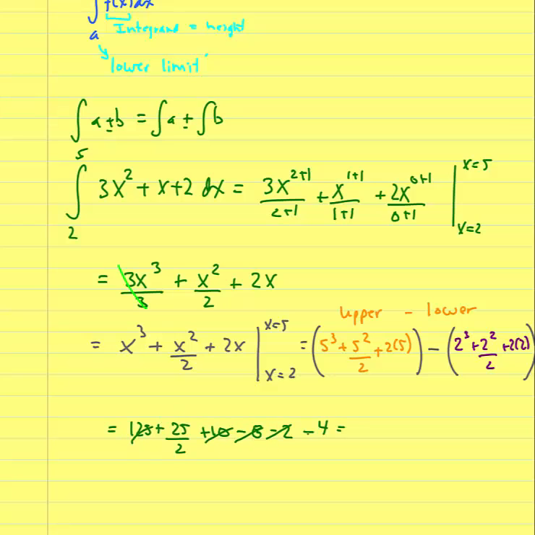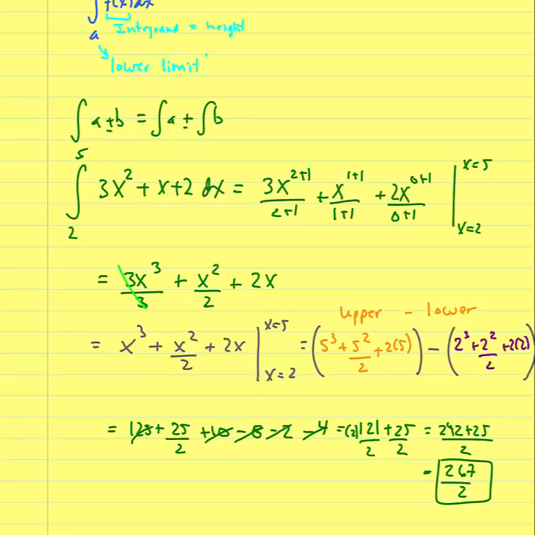So 125 minus 4 would be 121 plus 25 halves, finding that common denominator. Looks like I have 242 plus 25 over 2. So it looks like 267 over 2. This would be my area. Now again, we don't know if this is above or below, so I have to just assume that it's net area once I get my solution. If we wanted to graph this, we could.